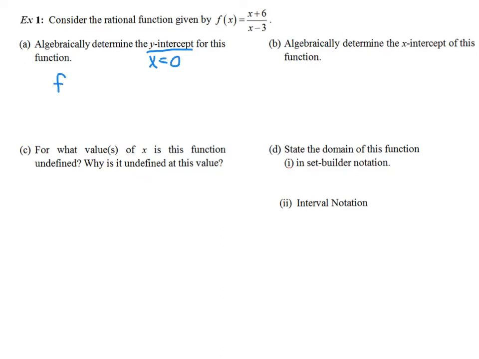So I want to find f of 0. Let's substitute 0 in for x, so we have 0 plus 6 over 0 minus 3. And when we divide 6 divided by -3, this is giving me -2 as my answer. So my y-intercept is going to be where x is 0, y is -2.